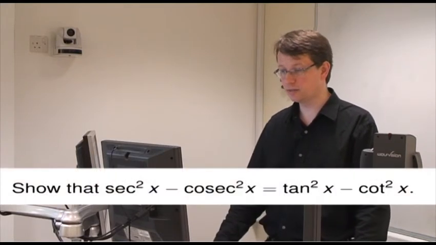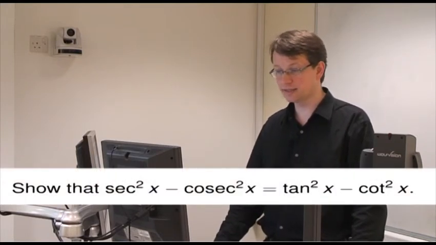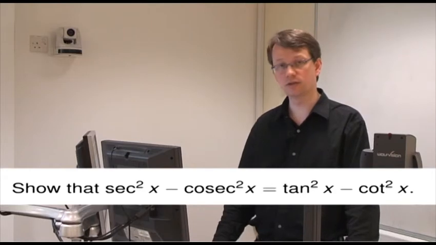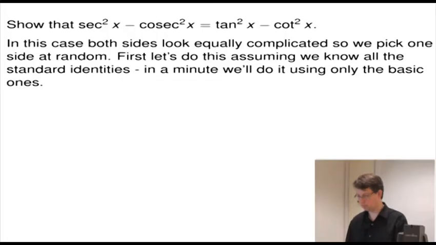Okay, let's do another example. Show that sec squared x minus cosec squared x is equal to tan squared x minus cot squared x. In this case, both sides look equally complicated. So we just pick one side at random. First, we'll do this assuming that we know all the standard identities, the ones we've seen already today. And in a minute, we'll do it using only the basic ones.